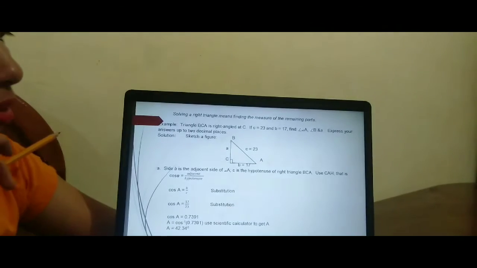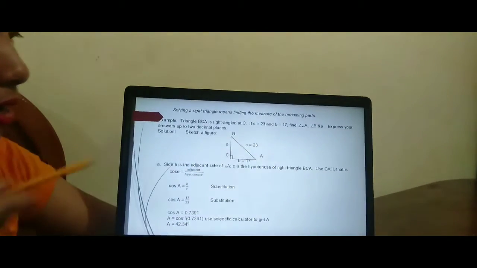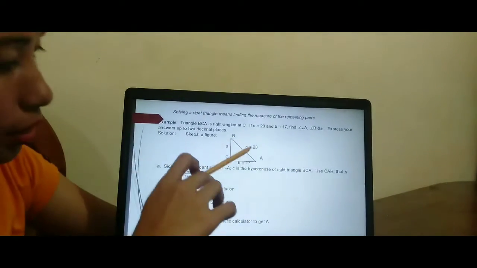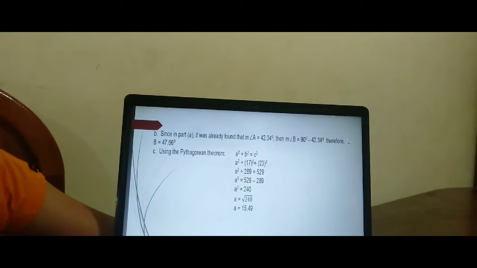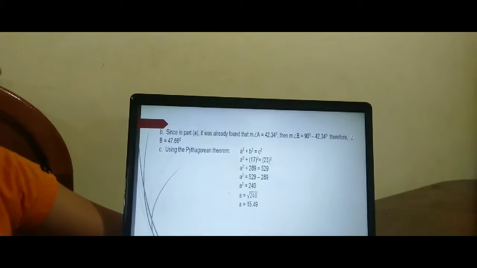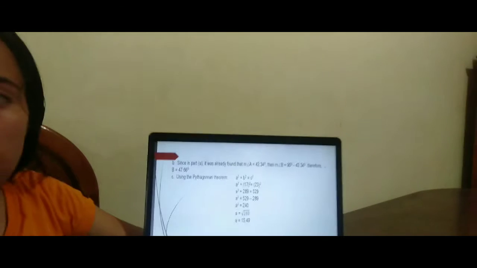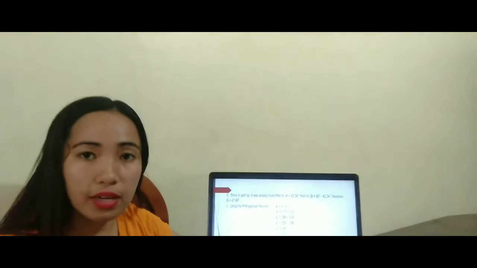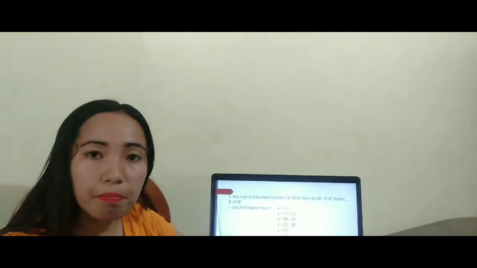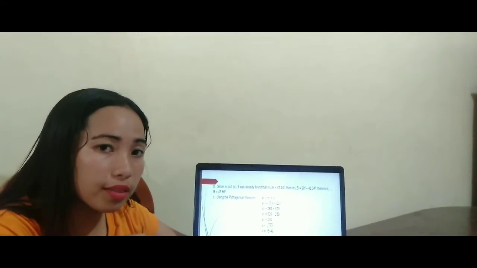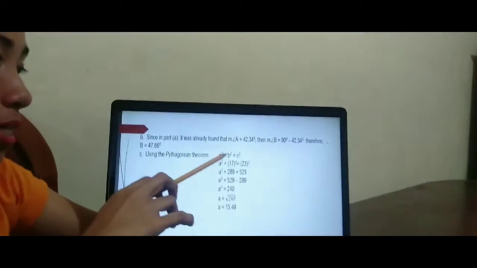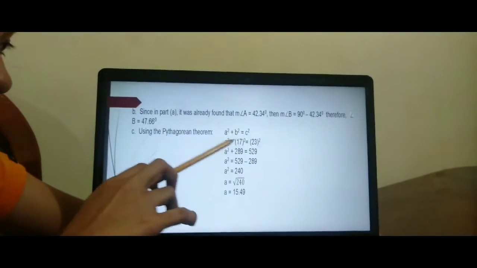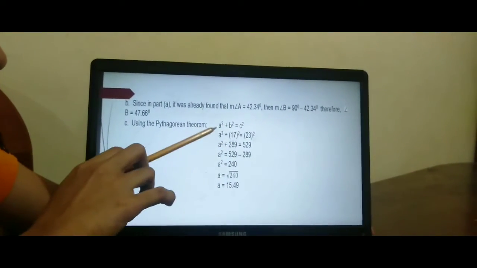The remaining is side A. So, we already know the value for C and B. So, we will use the Pythagorean theorem. Pythagorean theorem is also used in finding missing parts of a right triangle. So, ma-apply siya nato din sa atong right triangle. So, this is A squared plus B squared equals C squared. This is the formula of the Pythagorean theorem.